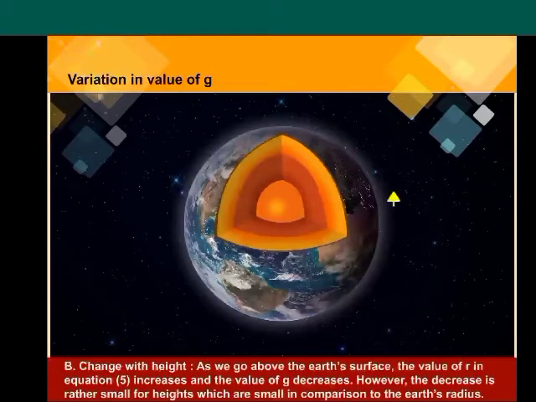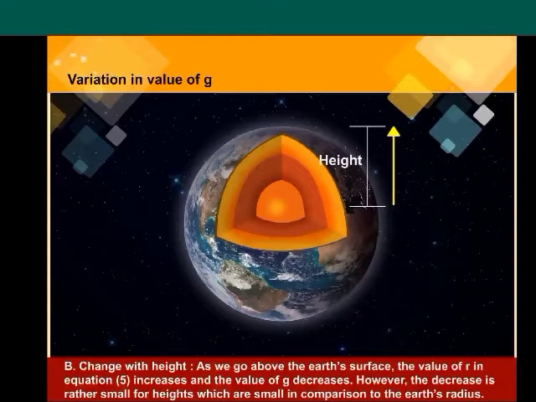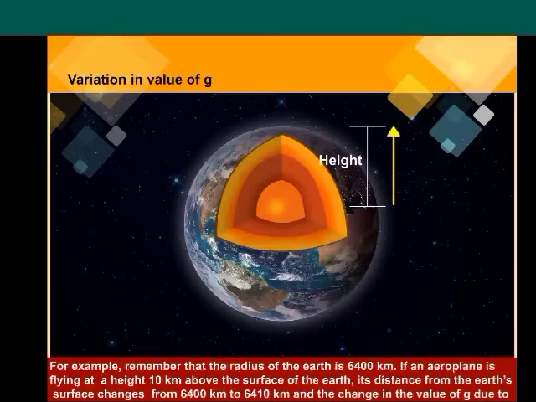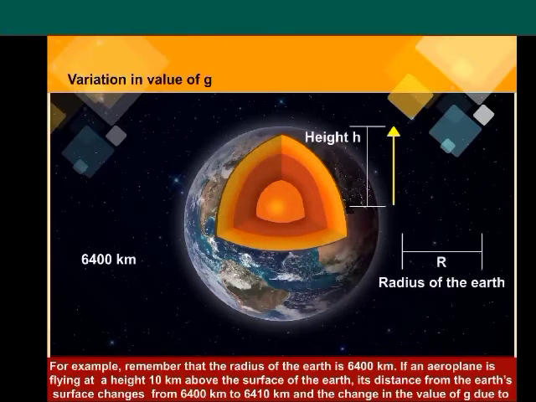As we go above the Earth's surface, the value of r in the equation increases and the value of g decreases. However, the decrease is rather small for heights which are small in comparison to the Earth's radius. For example, remember that the radius of the Earth is 6,400 km. If an aeroplane is flying at a height 10 km above the surface of the Earth, its distance from the Earth's center changes from 6,400 km to 6,410 km, and the change in the value of g due to it is negligible.